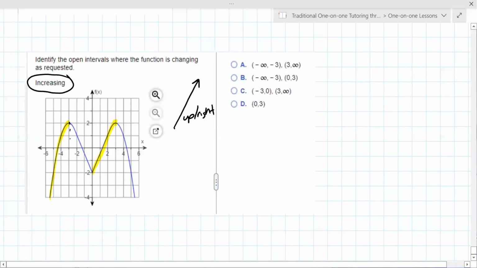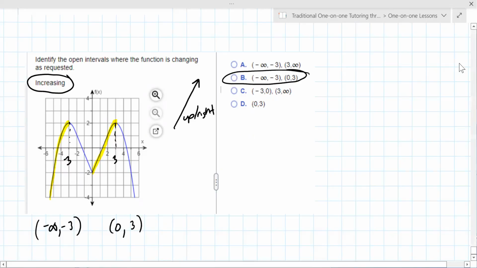Okay, so that's -3. And that's +3. So on this left one here, it's minus infinity to -3. And then the next one here is 0 to 3. So we just want the interval that contains both of those.